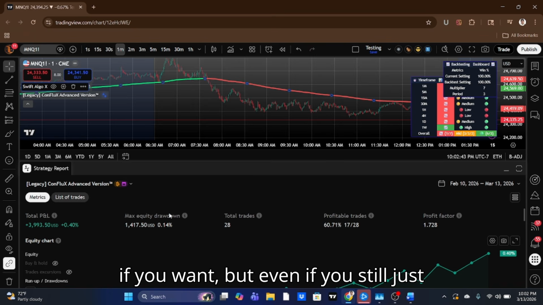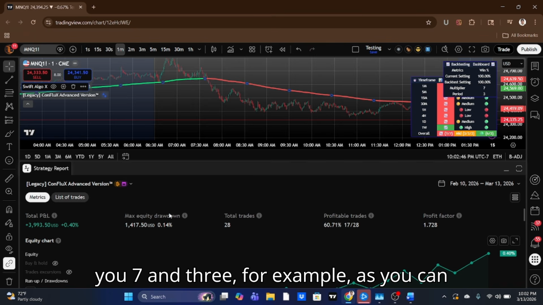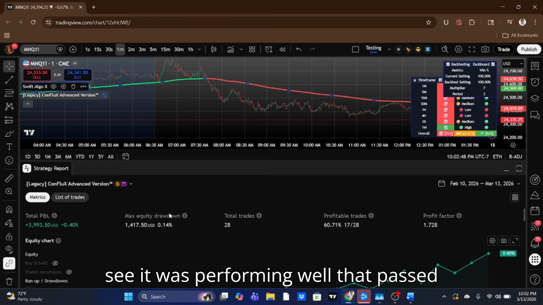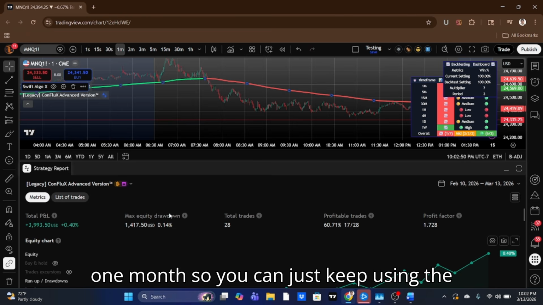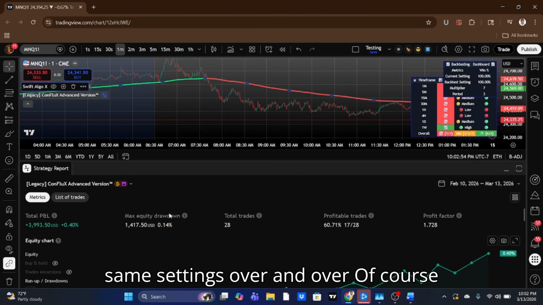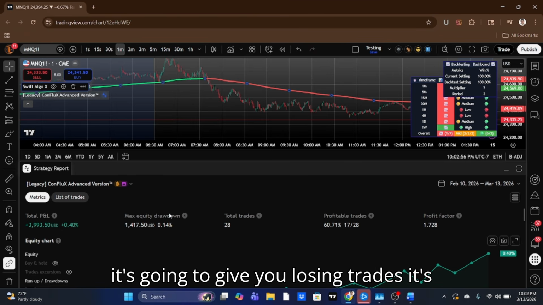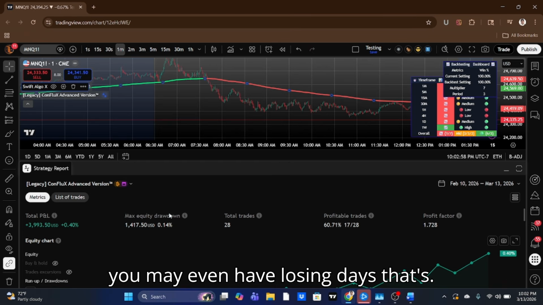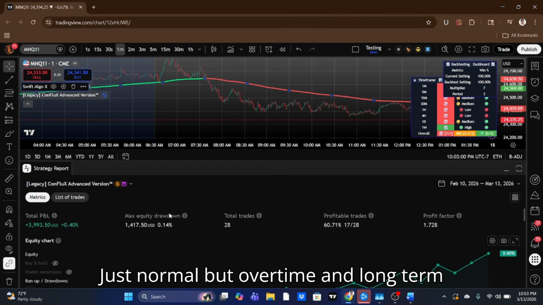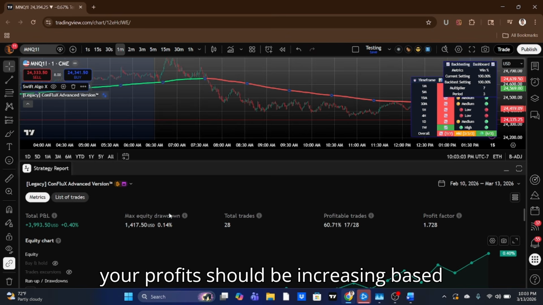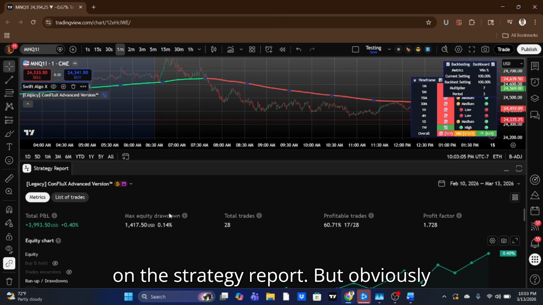Like you can if you want, but even if you stick just to 7 and 3, for example, as you can see, it was performing well the past 1 month. So you can just keep using the same settings over and over. Of course, it's going to give you losing trades. You may even have losing days. That's just normal. But over time and long term, your profits should be increasing based on the strategy report.